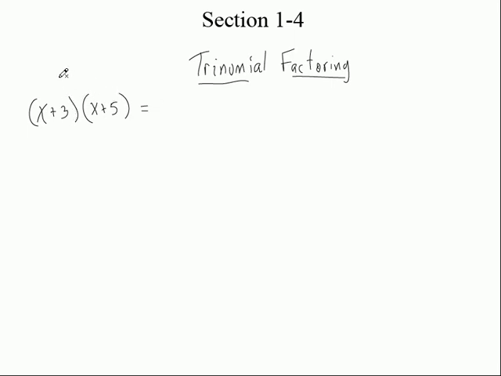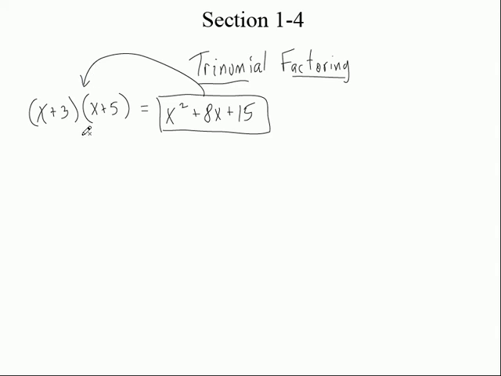This is FOIL method, or just distributive property, so it's just x squared plus 5x plus 3x, which is plus 8x, and then plus 15. All right, that's not what we're really doing today. What we're doing today is we're taking this, okay, and we want to come to this. All right, so basically it would look like this. I'll keep this up there just so you see it.